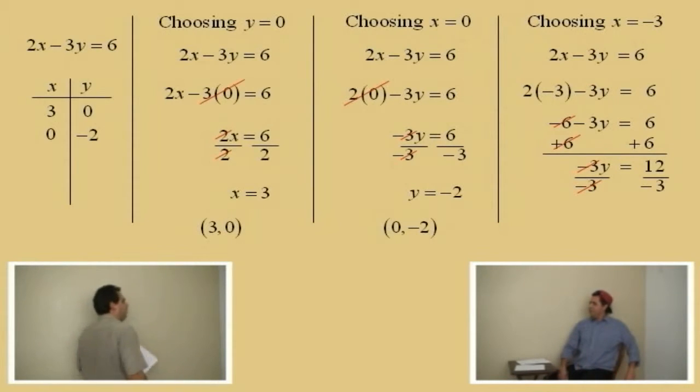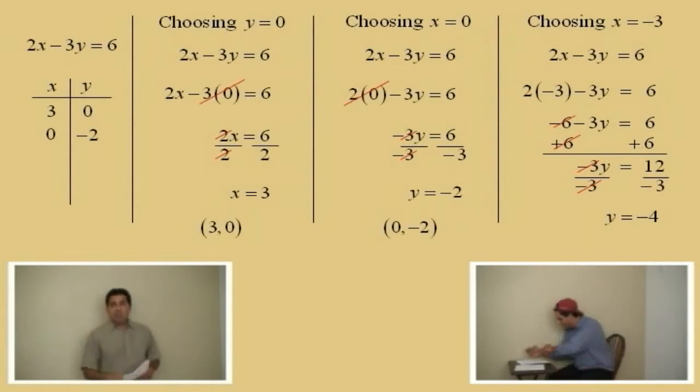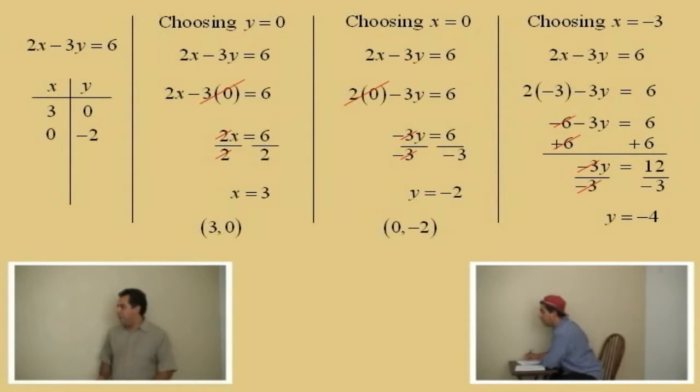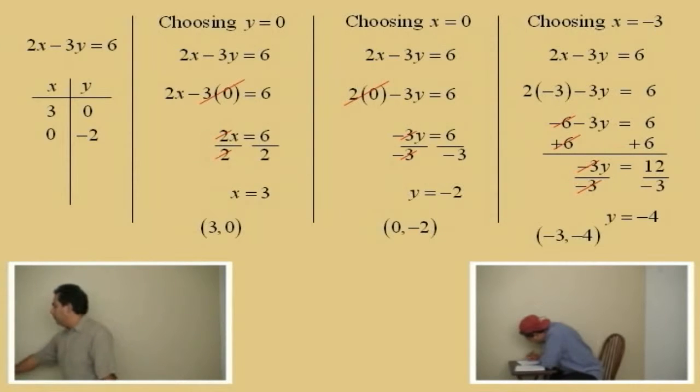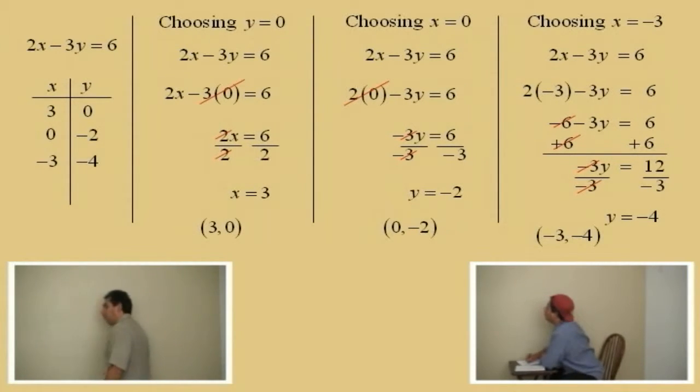-4. Very good. So we chose x equal -3 and y came out to be -4. So Charlie, what's our ordered pair? -3, -4. Very good, Charlie. So we'll go ahead and list it in our table right here.